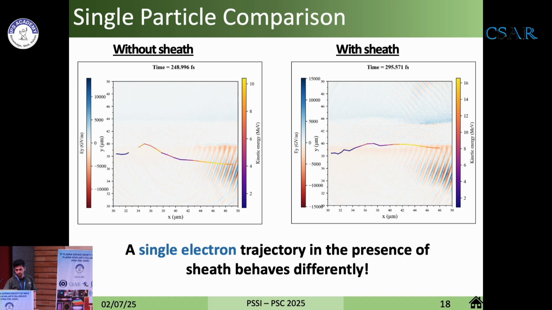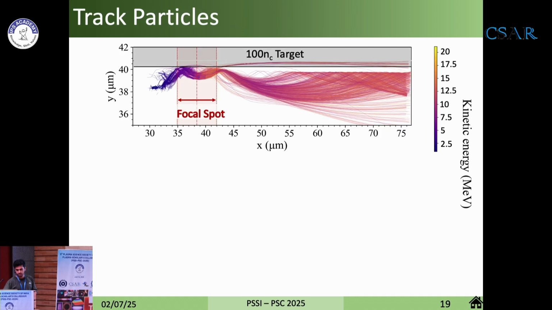Going to the next slide, I have randomly chosen 1,000 particles and am tracking their trajectories. On the x-axis and y-axis, the gray part is the target, and the color bar indicates the energy gained by the electrons. You can see that the electrons in the focal spot gain the maximum energy.